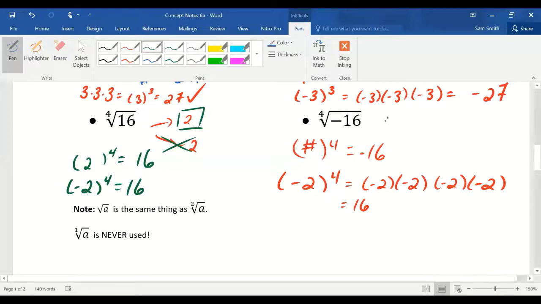So it's not possible. I should say, not a real number. It's not possible to find a real number that this is equal to. That would be my final answer for this part.